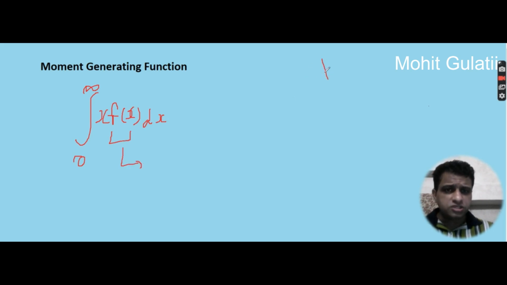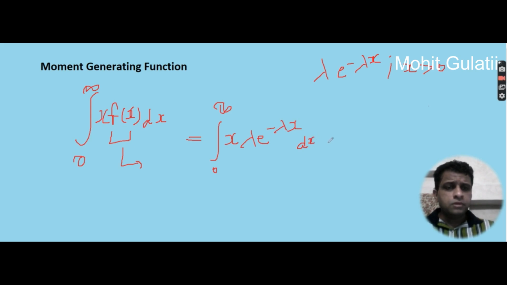The PDF of the exponential distribution is lambda e raised to the power minus lambda x, where x is greater than 0. If I apply this formula, I can find the moment and I will get the mean as 1 by lambda.